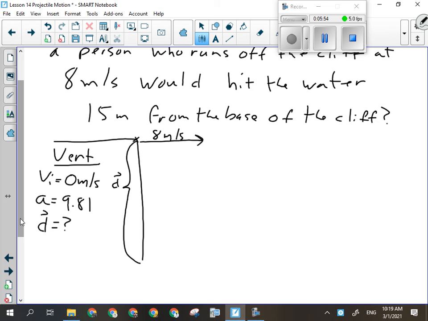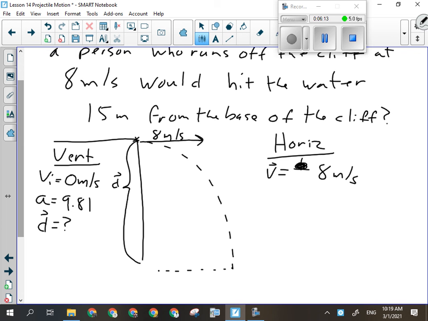Now, from a horizontal perspective, I know the following things. I know the constant velocity at which they're going to travel, and it's 8 meters per second. Okay. I also know they're going to do this, and that this distance here is 15 meters. All right, that's all I know right now.